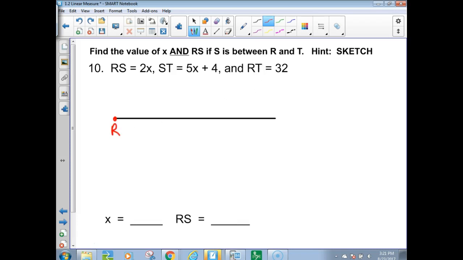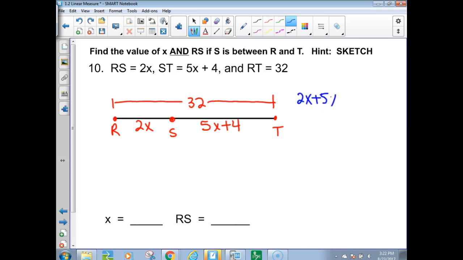What are in the end? R, N, T. S is somewhere in between. And I've got 2x for RS, 5x plus 4 for ST, and then the whole thing is 32. Once again, remembering that RS plus ST equals RT, I'm going to add 2x and 5x plus 4 and set it equal to 32.